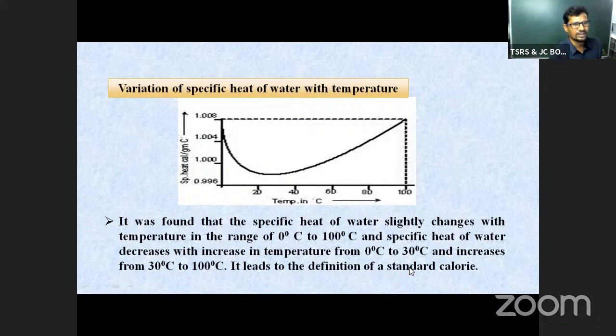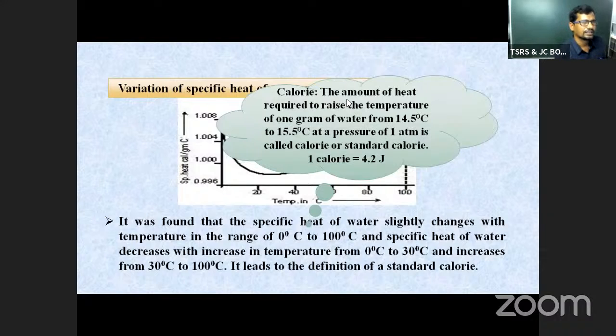It leads to the definition of the standard calorie. Standard calorie: the amount of heat required to raise the temperature of 1 gram of water from 14.5 degrees centigrade to 15.5 degrees centigrade at a pressure of 1 atmosphere is called a calorie. To raise the temperature, we have to supply some amount of heat. That heat is known as 1 calorie. So 1 calorie is equal to 4.2 joules.